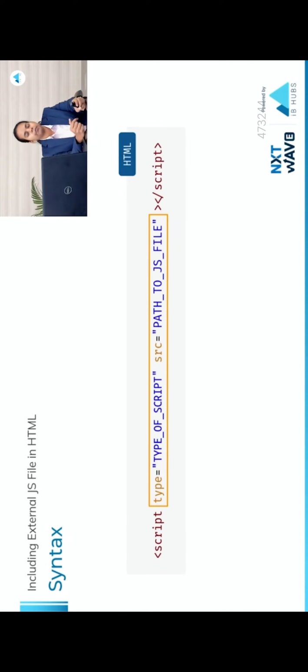For that, we can make use of the script tag. The type is assigned appropriately. If it's JavaScript code, we'll write text/JavaScript. If it is JSX code, we'll write text/Babel. If it is React.js code, then we write module. Appropriately, we have to assign the type.